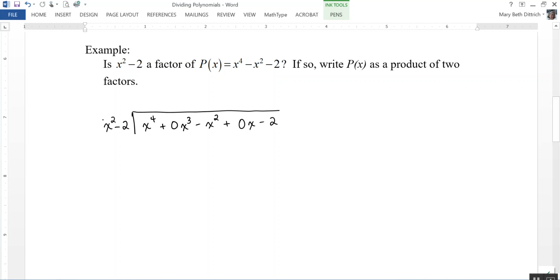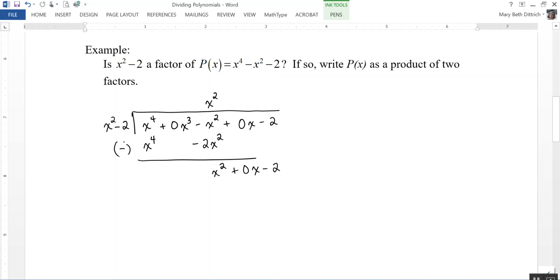Okay, focusing just on the first term of each polynomial here. X to the fourth divided by x squared is x squared, and I'm going to put it up here in my x squared column. Now let's take x squared and multiply it by my divisor. So that's going to give me x to the fourth minus 2x squared. And it kind of looks like I didn't really need that x cubed, but it's good practice to put it in there anyway. Now subtracting, that's going to leave me with an x squared, and bring down the 0x, and I'm going to bring down the negative 2 as well.